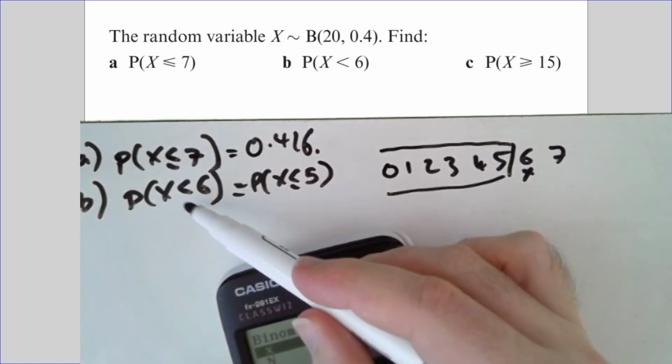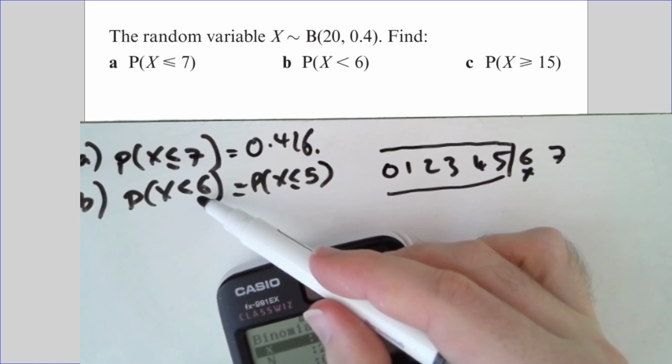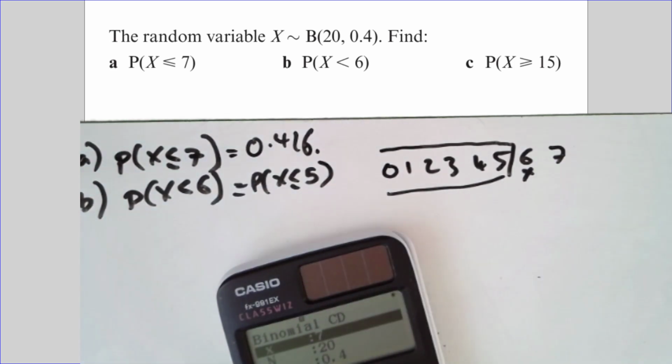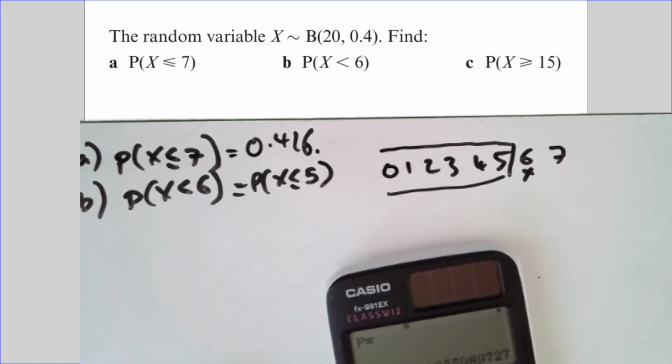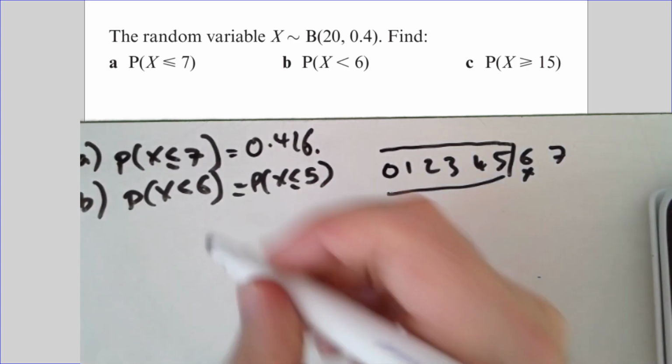You'll notice here this one doesn't have an equals, it doesn't include 6. This one we do write with an equals, it includes the 5. So we're including 5, so that's everything less than 6. So here I'm just going to change my 7 to a 5, run this through the calculator, and I get 0.126 as my answer.